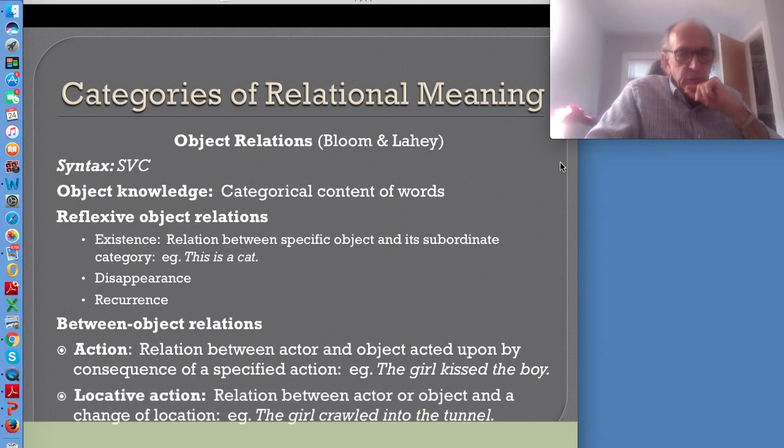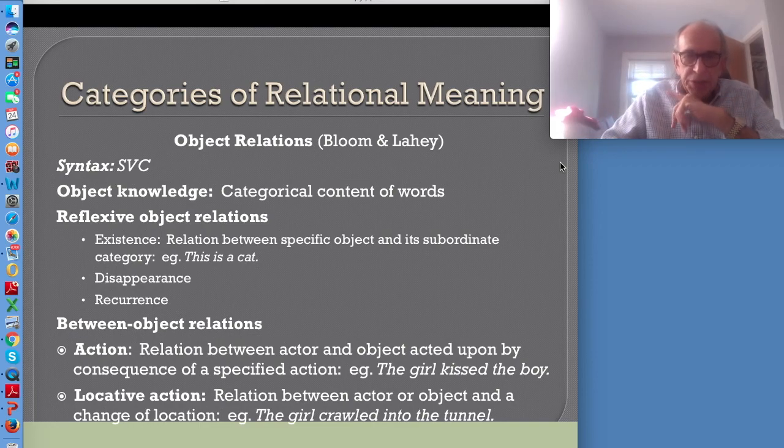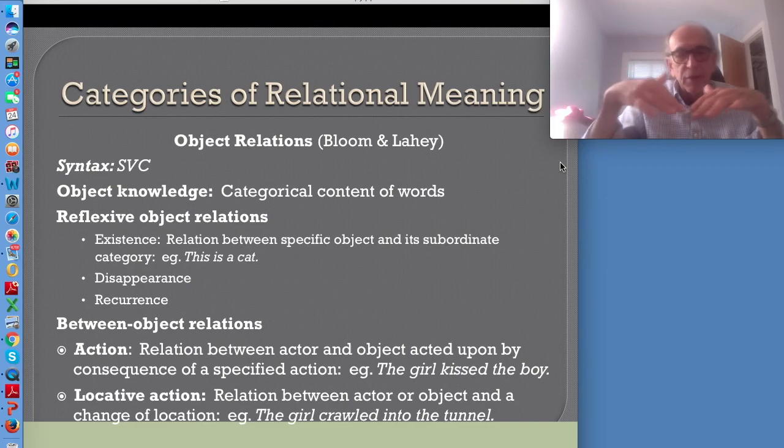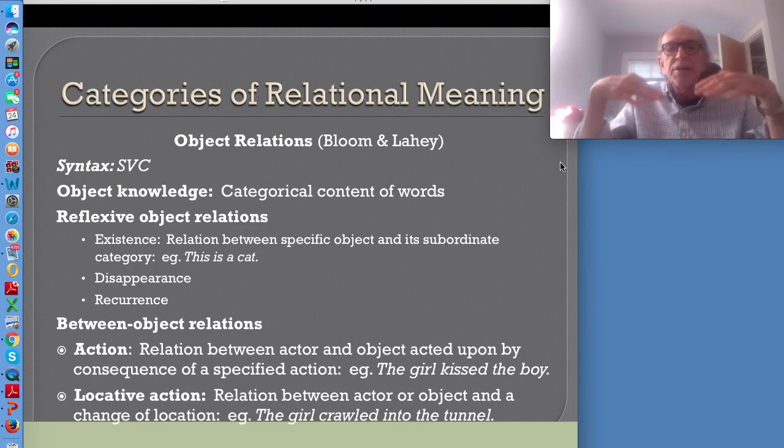Locative action, we've mentioned really already. A relationship between an actor or object and a change of location. For example, the girl crawled into the tunnel. A relationship between girl and tunnel by virtue of crawling. Now notice again, we can be referring to the specific meanings of each word, but we're not, are we? We're saying this is the kind of relationship that the mind is making to generate this sentence. This is an action that changes location. It's an action in which location changes.